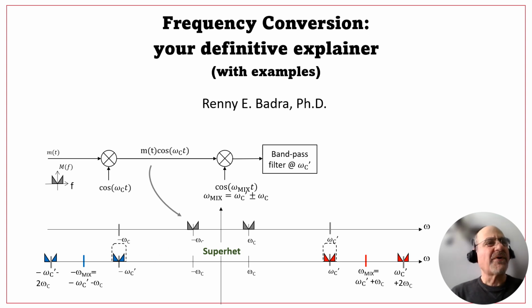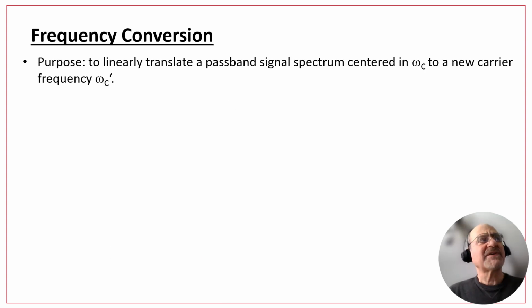In this video, we focus on one of the key topics of lecture W5B, which is frequency conversion. Frequency conversion, as opposed to modulation that converts a baseband signal into a passband signal, or demodulation, which converts a passband signal into a baseband signal, converts a passband signal into another passband signal at a different carrier frequency.